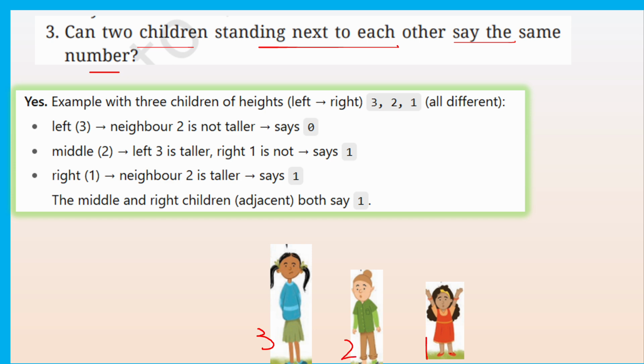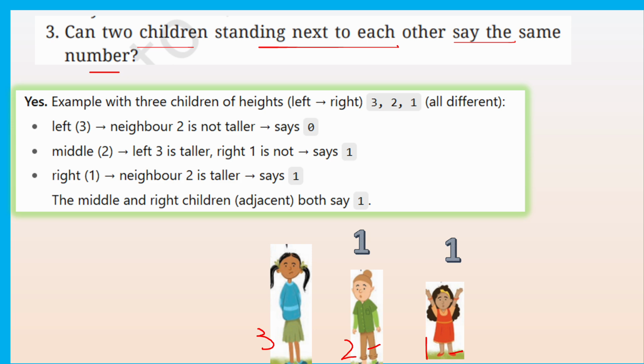Consider this child 1. She has only one neighbor, child 2. This neighbor 2 is taller than her, so she will say 1. Then consider the next child, child 2. He is in the middle, so for him there are 2 neighbors. One neighbor is taller than him, so he will say 1.